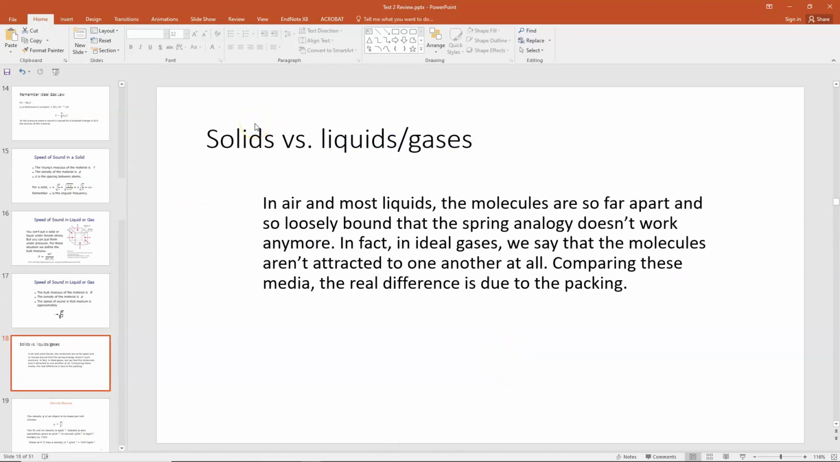But remember that for liquids and gases versus solids, in air and most liquids, the molecules are so far apart and so loosely bound that the spring analogy doesn't really work anymore. And in fact, in ideal gases, we say that the molecules aren't attracted to one another at all. So in that case, in liquids and gases, the real difference there is due to the packing.